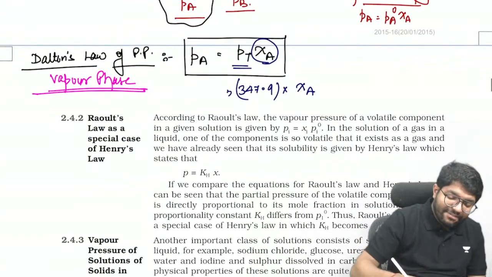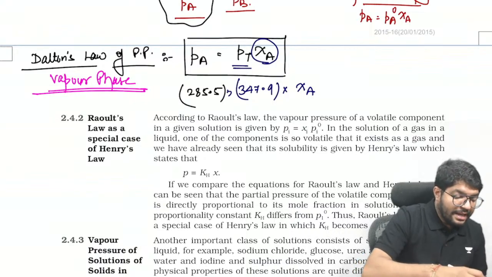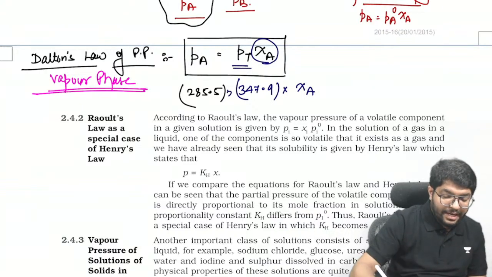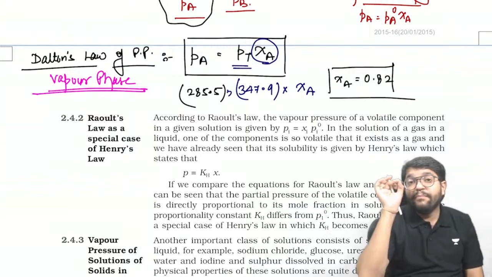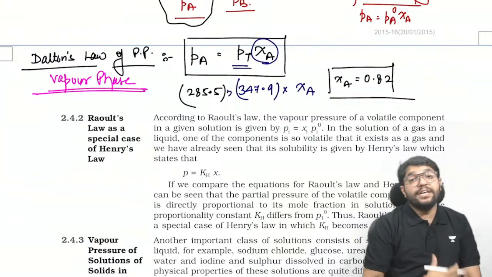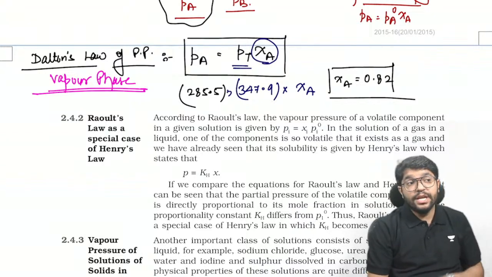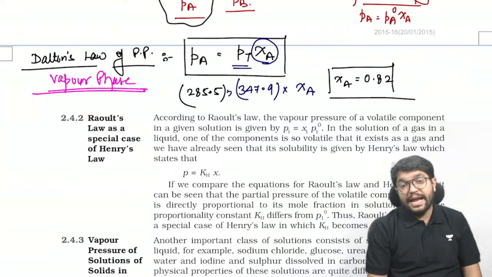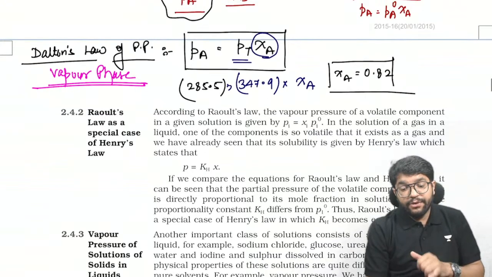So 285.5 divided by 347.9, which is 0.82. And that is how you calculate the composition in the vapor phase. Remember, NEET has been asking this question, NTA has been asking this question. The vapor phase composition will be asked, and if you don't read the question well, you simply put Raoult's law and calculate and you mess it up. Example in the next one, maybe you can note it down for a minute.